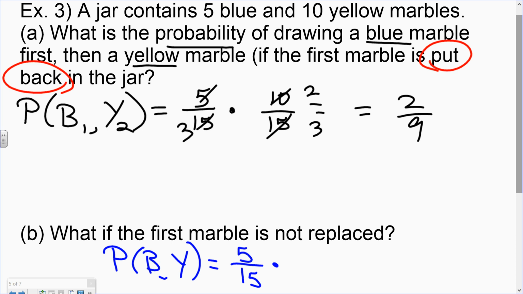So now we get ready to pick the yellow one. How many total marbles are in the jar? 14, so that denominator has changed. How many of those are yellow? Sure?